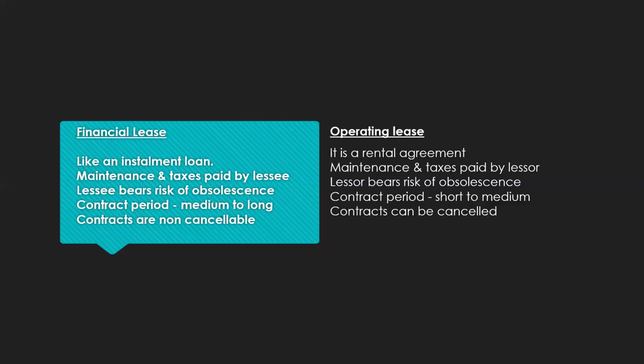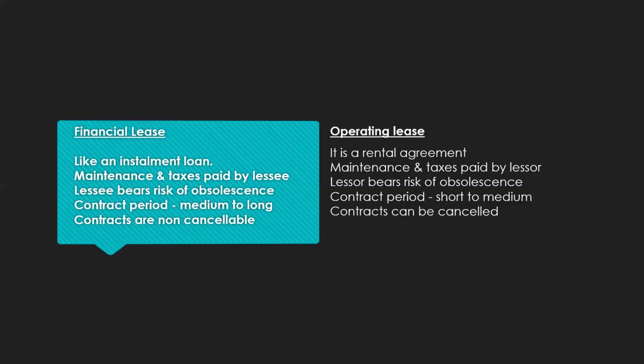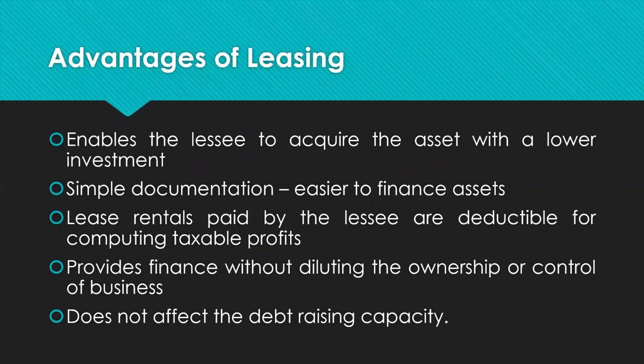Aircrafts are also taken for financial lease. But in case of operating lease, it is very short or medium term lending. So some office equipments or computer equipments or some vehicles and all will be given for operating lease. Now financial lease cannot be cancelled, whereas operating lease can be cancelled by either the lessor or the lessee. So these are the main points of difference between financial lease and operating lease.